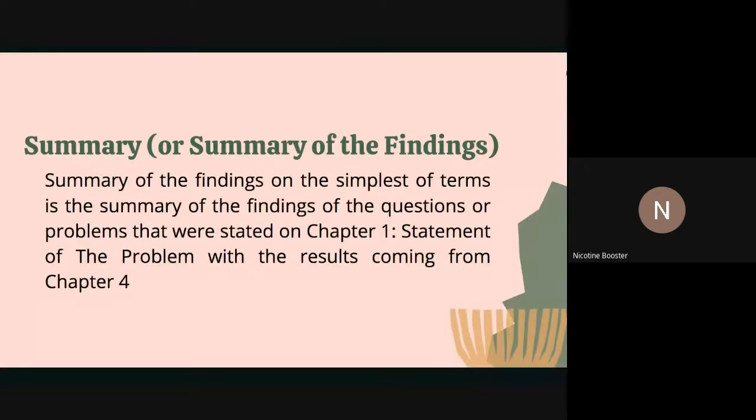So, summary of the findings. The summary of the findings, in its simplest terms, is the summary of the answers to the questions or problems that were stated in Chapter 1, the statement of the problem, with the results coming from Chapter 4. Basically, a summary of findings table presents the key information about the most important outcomes of the research.